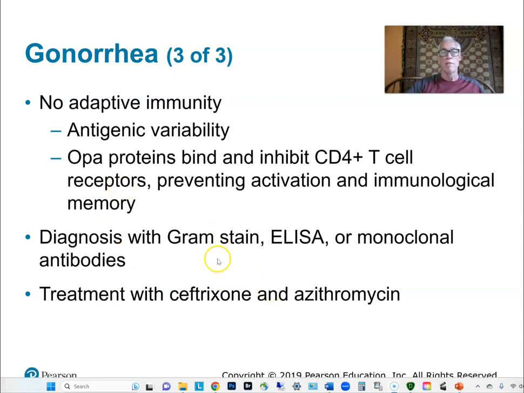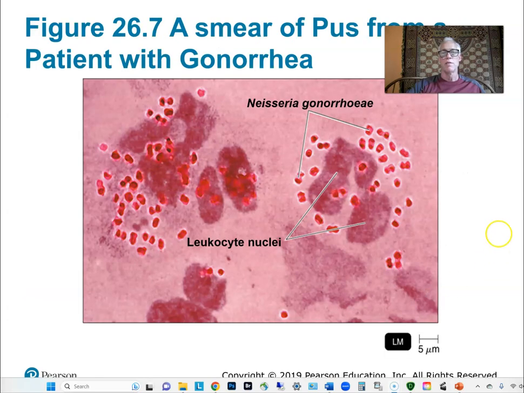Diagnosis is with gram staining the bacteria and seeing the diplococci with gram-negative stain. ELISA, a very specific immunological test, using monoclonal antibodies. Treatment is with ceftriaxone or azithromycin. The bacteria are getting more and more resistant to traditional antibiotics that have been used.